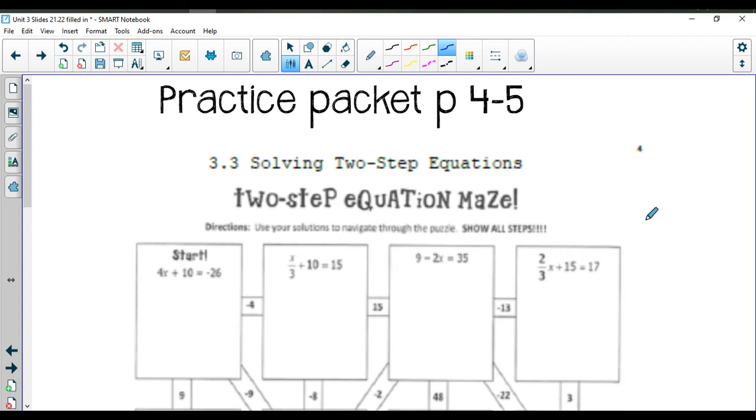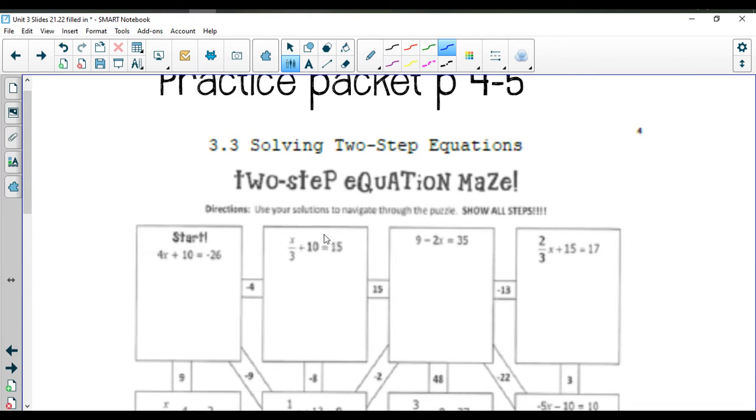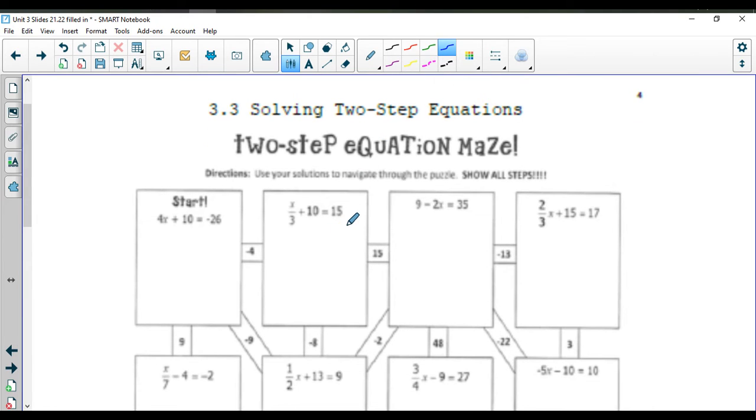This is your follow-up to lesson 3.3, solving two-step equations, your practice packet pages. So this is on pages 4 and 5 for today. So for page 4, it's actually a maze. We're going to start in the top left where it says to start. And we have 4x plus 10 equals a negative 26.